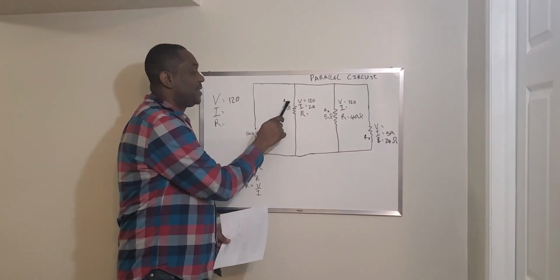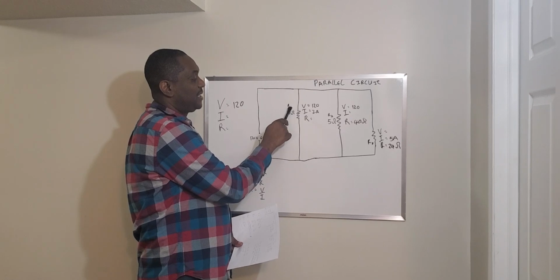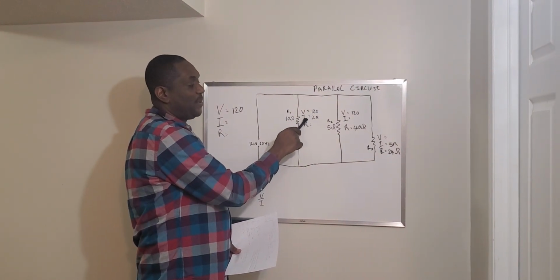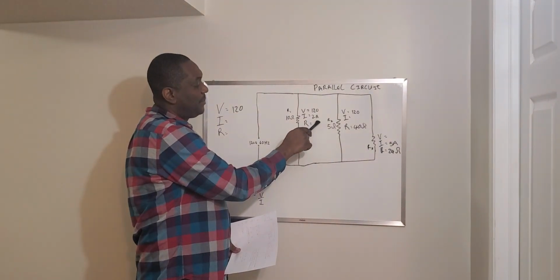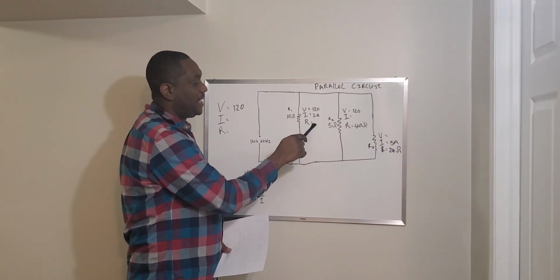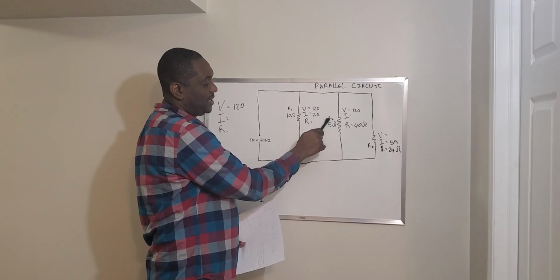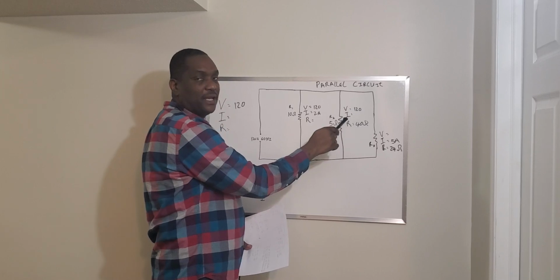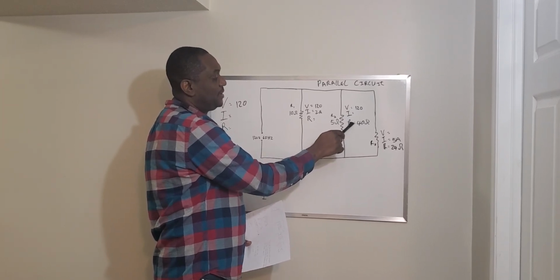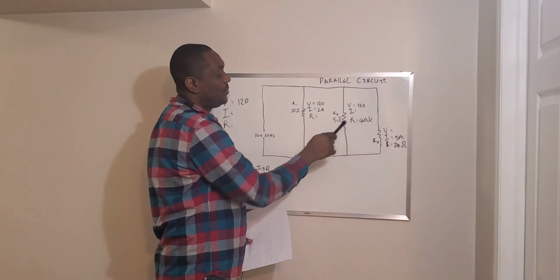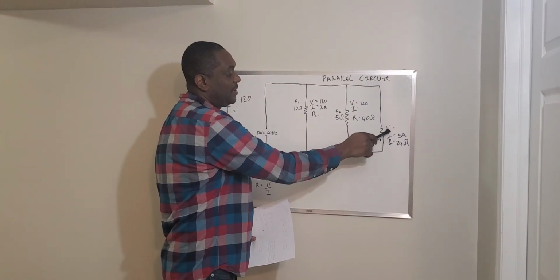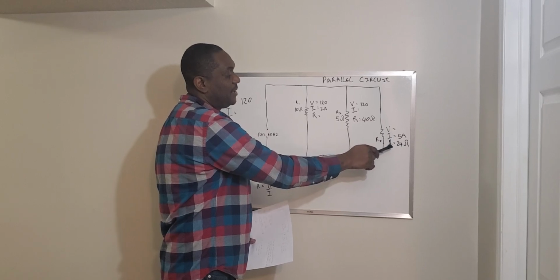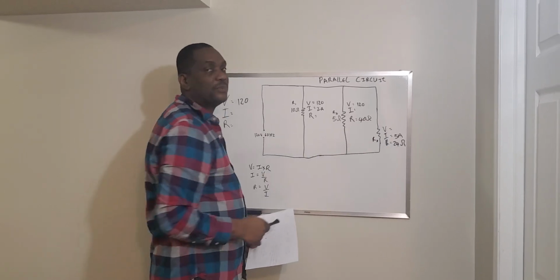In branch 1, which is represented by R1, we are given a voltage of 120. We are given a current of 2 amp, and we are not given the resistance. In branch 2, which is represented by R2, we are given the voltage of 120. We are not given the current. We are given a resistance of 40 ohms. And in branch 3, we are not given the voltage, but we are given the current of 5 amp and the resistance of 24 ohms.